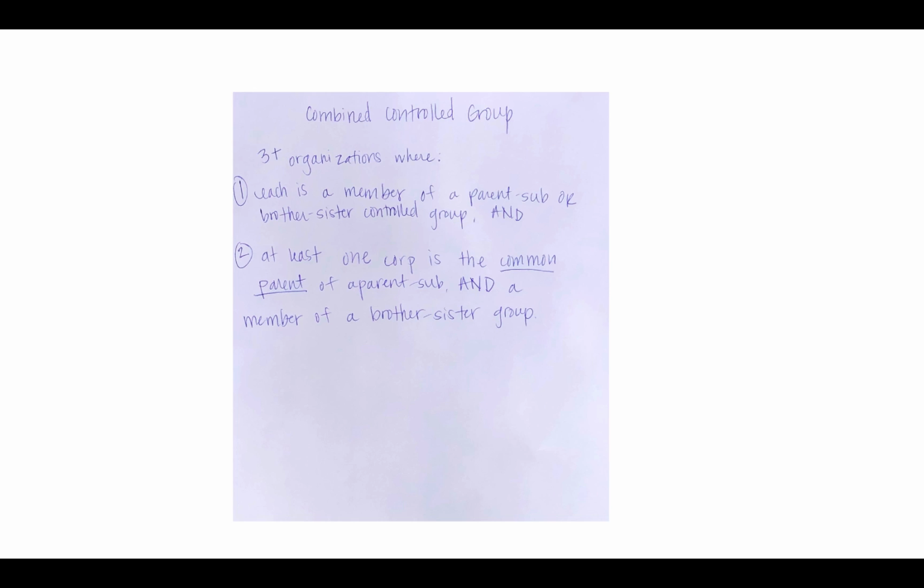All right, so we just talked about that. We have 3 or more organizations where each is a member of a parent sub control group or a brother-sister control group, and one corporation is the parent of the parent sub and also a member of a brother-sister group.